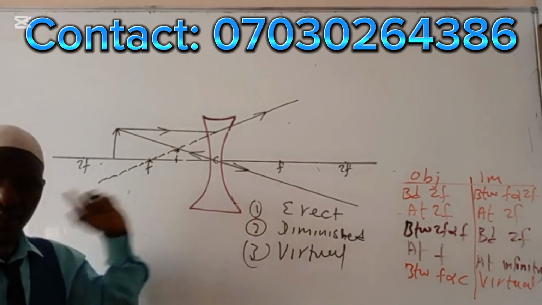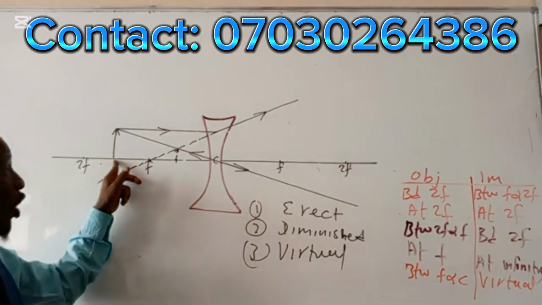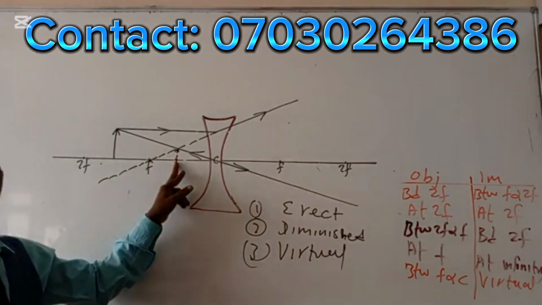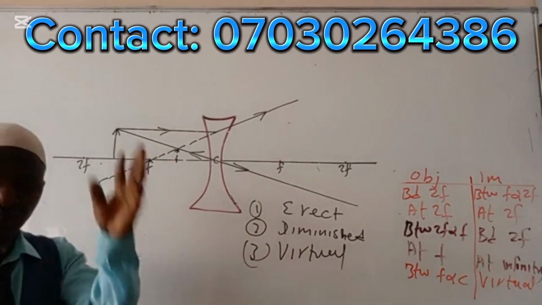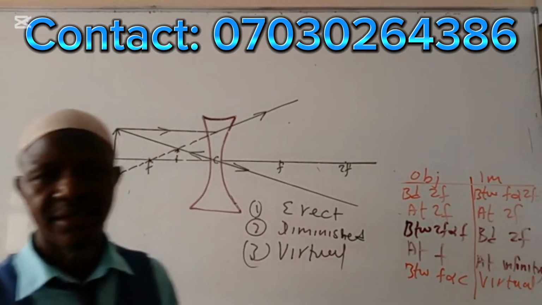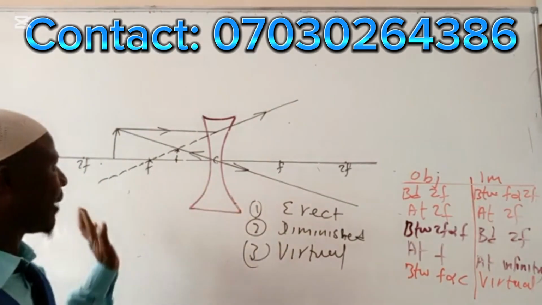Divergent lens. Wherever you place it, if you change the position of the object, the image will still form with this nature. It will still have this characteristic. It must be virtual. It must be diminished. It must be erect. So you can try any other position.